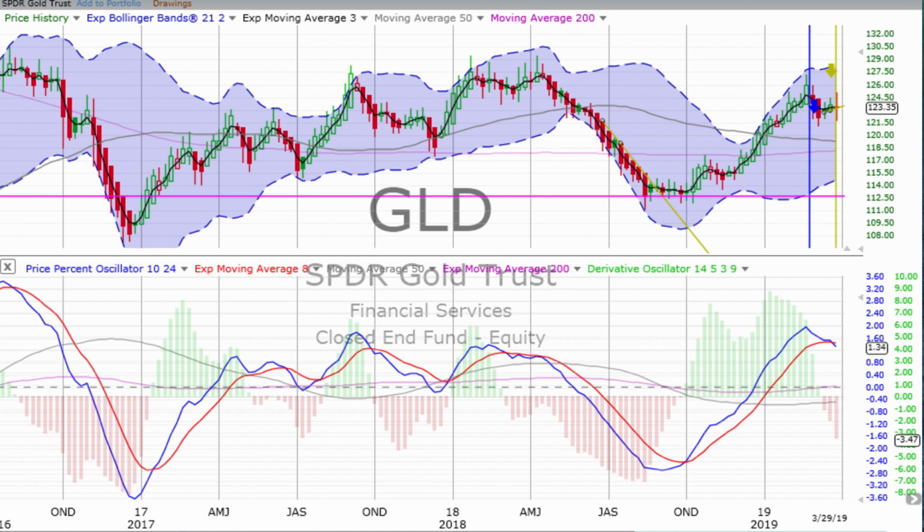Weekly vertical crossover alert. Gold has crossed over, going down on our price percent oscillator. What does that mean? Well, for the folks that haven't been with us very long, it is one of the biggest signals that we have. Weekly vertical crossovers are extremely powerful.